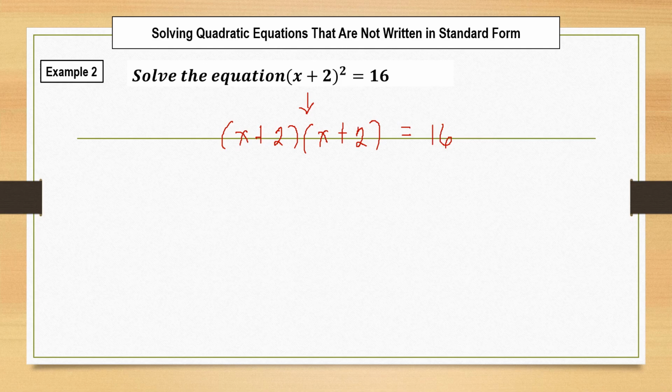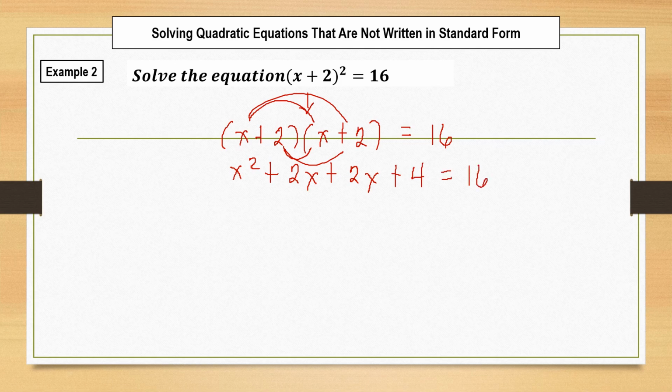Now using FOIL method, let's multiply x times x, x squared. x times 2 is positive 2x. 2 times x, positive 2x. 2 times 2 is positive 4, is equal to 16. Combining like terms, we have x squared plus 4x plus 4 is equal to 16.